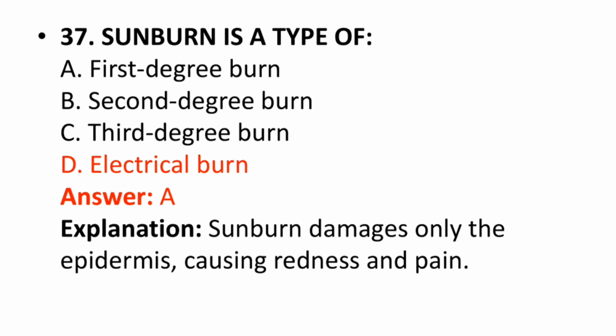Sunburn is a type of option A first degree burn, option B second degree burn, option C third degree burn, option D electrical burn. The correct answer is option A, first degree burn. Sunburn damages only the epidermis, causing redness and pain.